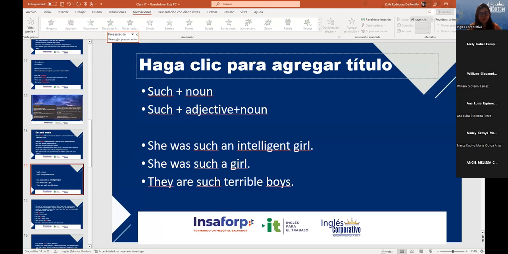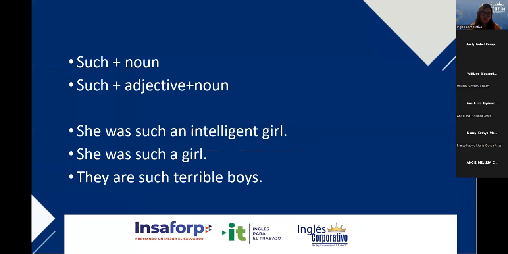Remember, we also said that we can use so or such. Well, we can use such before a noun, right? Such before a noun. So you say she was such a girl, like a niña, right, with that context. So we said she was such a girl. That means she was a very terrible girl. Or such plus adjective plus noun: she was such an intelligent girl. They are such terrible boys, right? That is, they were very terrible boys.